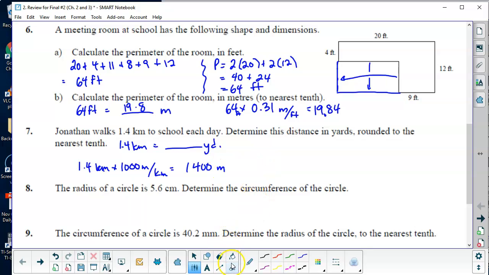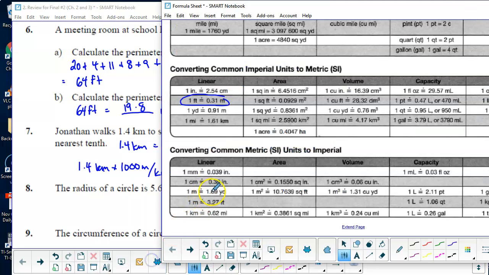And so then we can take our 1,400 meters and multiply by the meters to yards conversion, 1.09. 1.09 here, one sec.